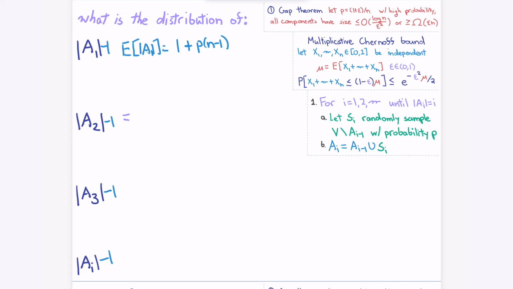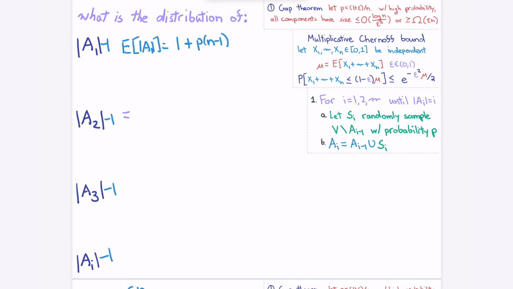P times what? We could do something like p times n minus the size of A1 minus one, or plus one, and that would be conditional on finding out A1. But I want to think about this unconditionally. Look at some other vertex. What are the odds that it's not in A2?